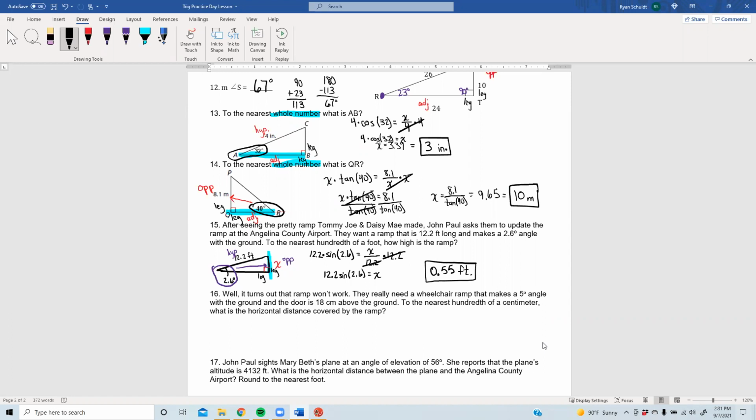Well, turns out that this ramp's not going to work. They really need a wheelchair ramp that makes a 5-degree angle with the ground, because the door is 18 centimeters above the ground.